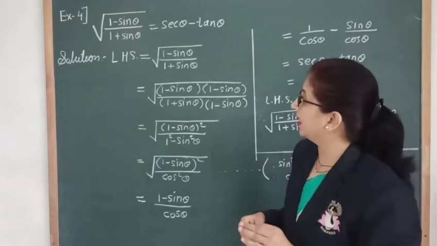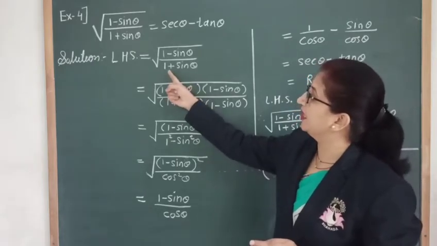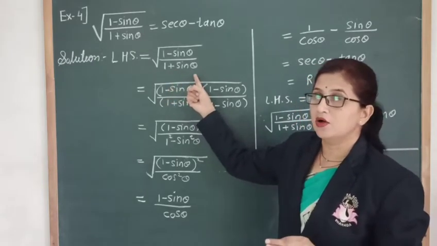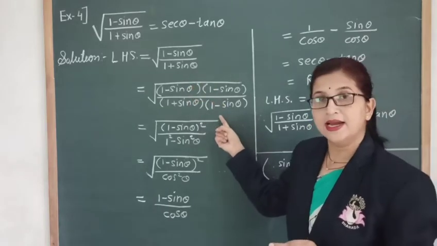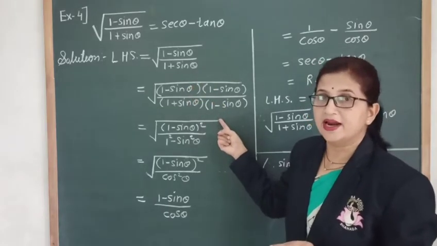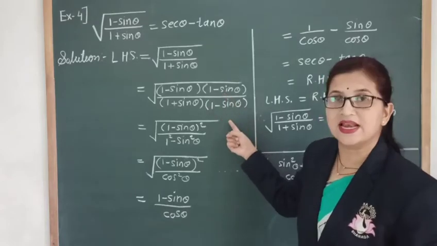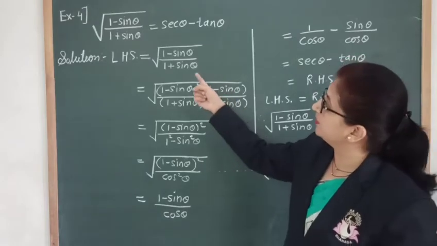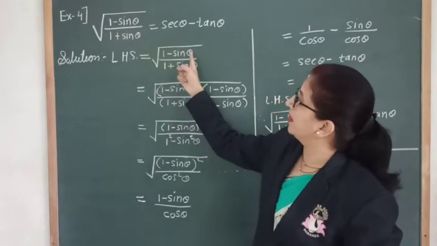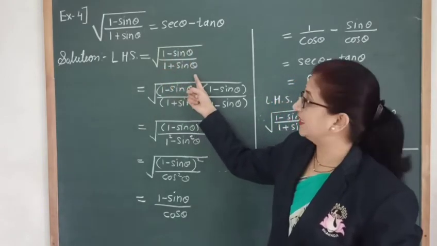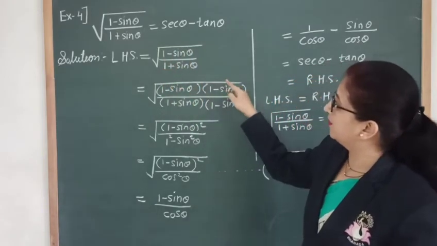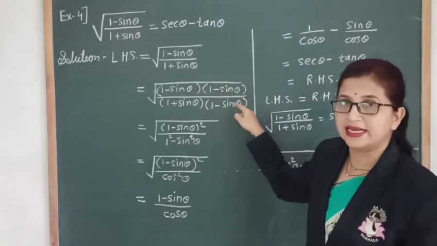Okay, so how will we rationalize that? So here the denominator is 1 plus sin theta. Okay, that's why we will multiply by its conjugate pair, that is 1 minus sin theta, to the numerator as well as the denominator. So here we took the LHS, under root 1 minus sin theta upon 1 plus sin theta, then both these are multiplied by 1 minus sin theta.